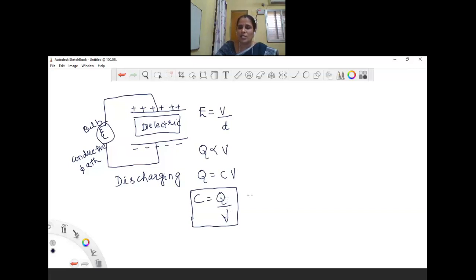Now let's see what the unit of this capacitance is. Usually we measure charge in coulomb, so the SI unit of charge is coulomb. And the potential difference is measured in volt. The practical unit of capacitance is farad.